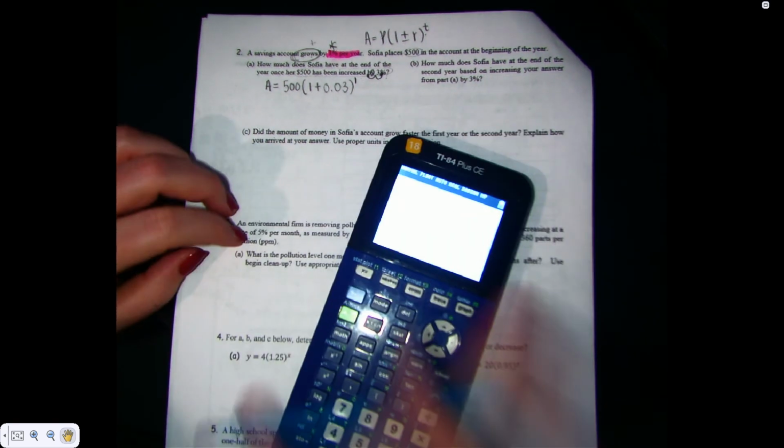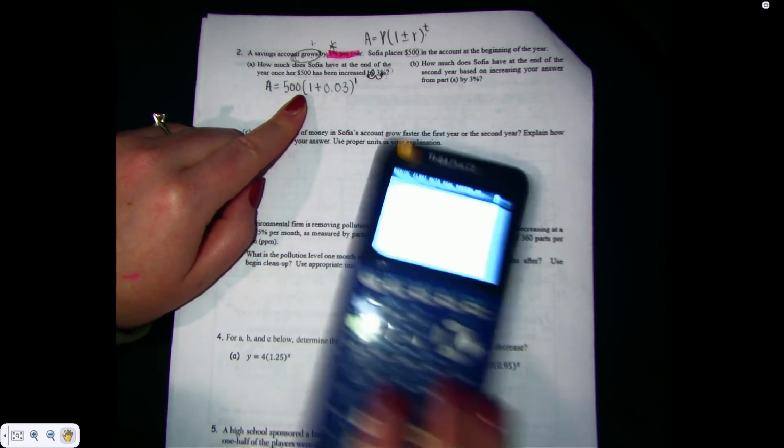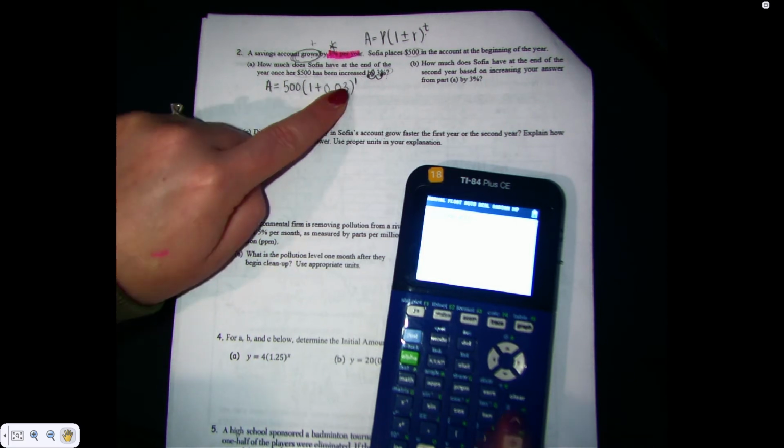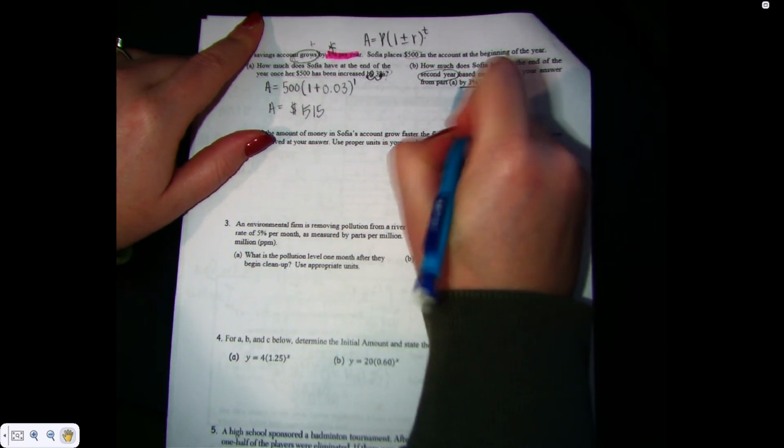In my calculator, I am just going to do exactly this. So I'm going to put 500 parenthesis. I know you can't see it because it's terrible under the Elmo, but 1 plus 0.03 caret 1. Okay, so her amount is $515. Okay. How much does Sophia have at the end of the second year? All right. After it's been increased by 3%.